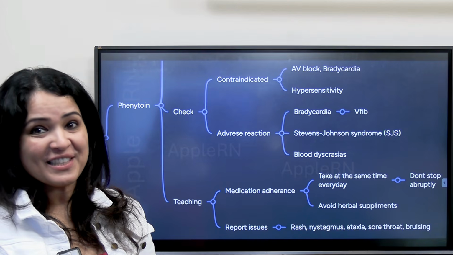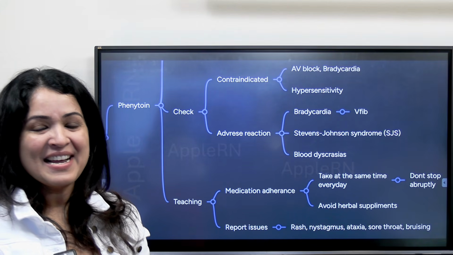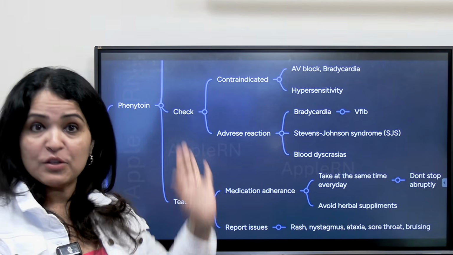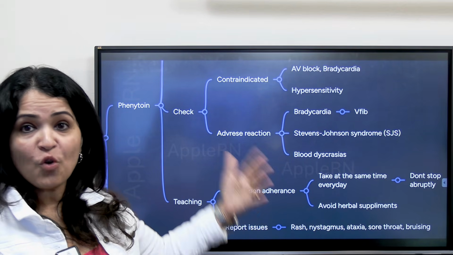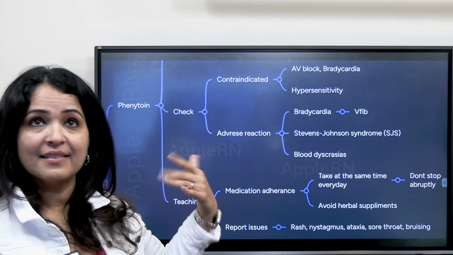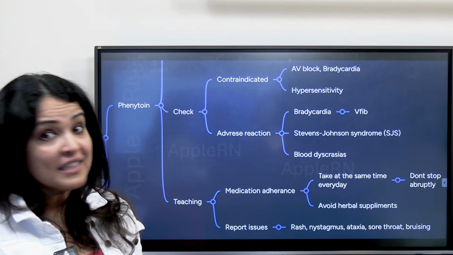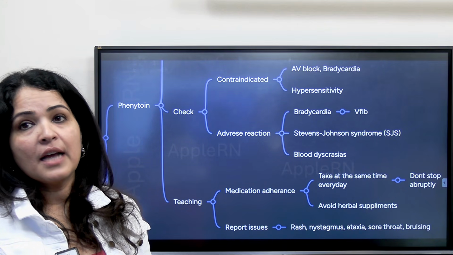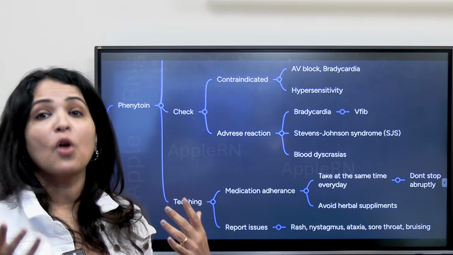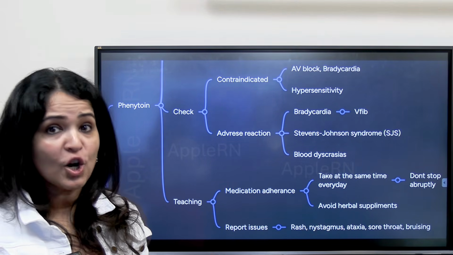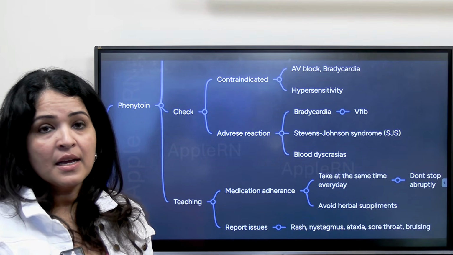Especially when you're reviewing all these medications. Okay, so the main thing about this, because we are talking about the teaching part of it, there are so many side effects and how to manage this condition that we need to teach the patients. Now, it is contraindicated when somebody has AV block or bradycardia or they're allergic or hypersensitive.